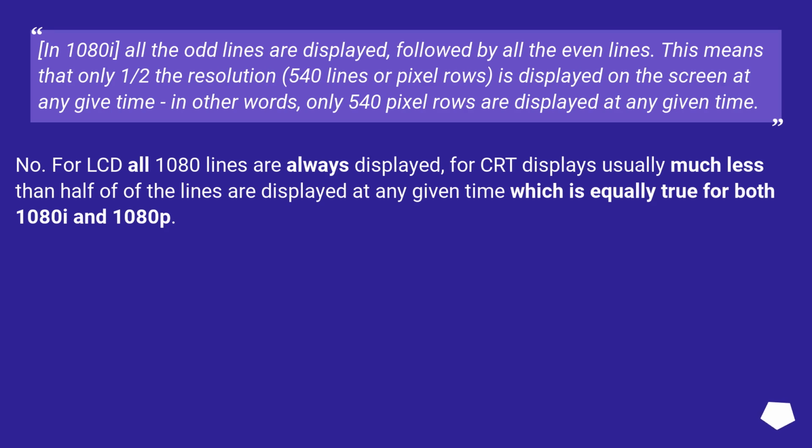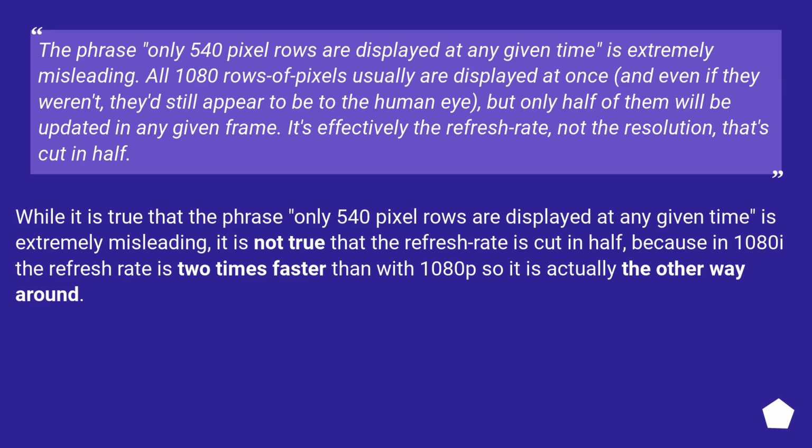For CRT displays, usually much less than half of the lines are displayed at any given time, which is equally true for both 1080i and 1080p. The phrase "only 540 pixel rows are displayed at any given time" is extremely misleading. All 1080 rows of pixels usually are displayed at once, and even if they weren't, they'd still appear to be to the human eye, but only half of them will be updated in any given frame. It's effectively the refresh rate, not the resolution, that's cut in half.